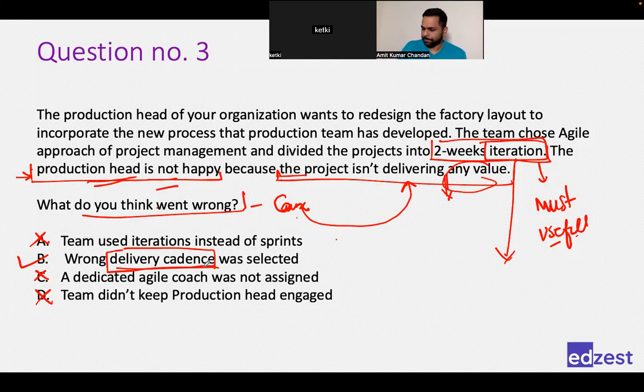Clear? Yeah. But if they did select 2 weeks frequency, how come they didn't produce results? Because they selected it wrong.